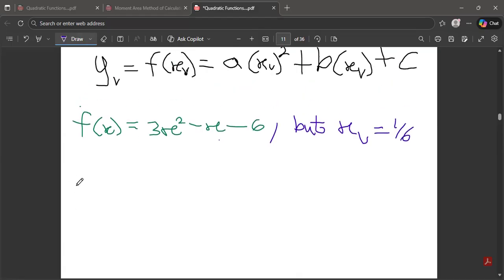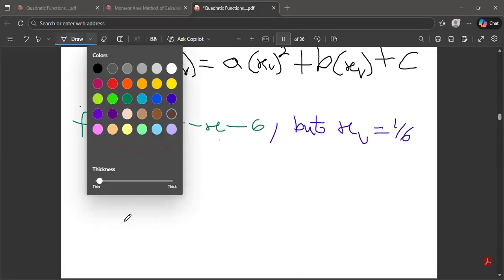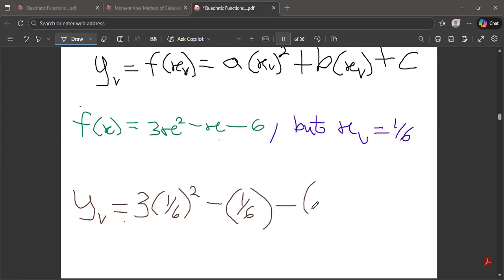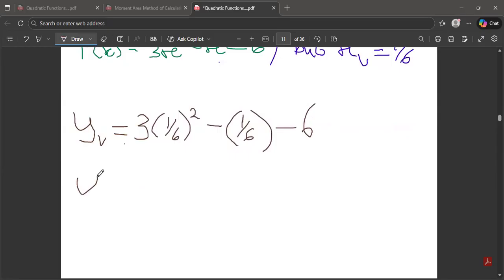So at the end of the day, if you want to substitute everything into the equation, what are you going to get? You realize that our y at V is now going to be equal to what? 3. Now, anywhere you see the x, you are going to put 1 over 6 over there. You square it. I hope you are now getting the whole concept. So this is also 1 over 6 minus what? 6. So your y at V is equal to 3 into bracket 1 over 6. What are you going to get?